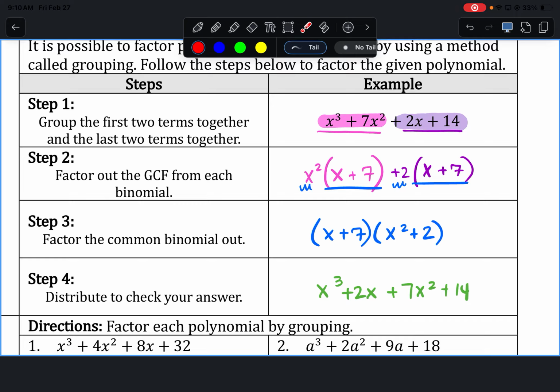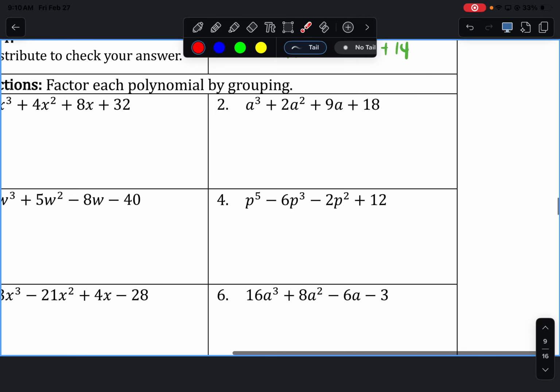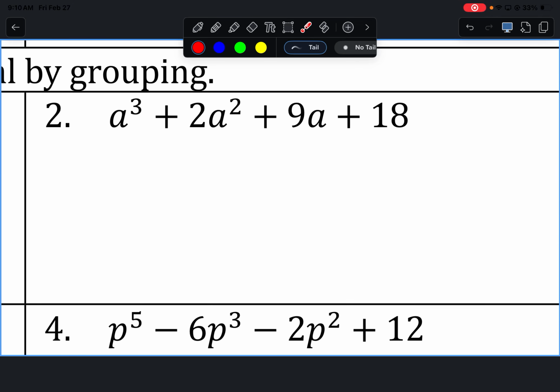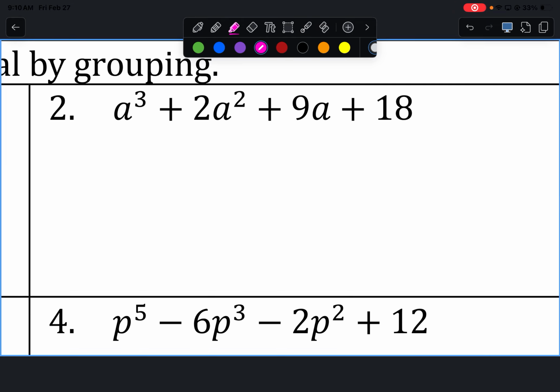Okay. Does that seem so bad? Not really. We're just doing GCF twice. Same thing as yesterday, just combining it. So now we're going to look at the evens together today. Okay, so we're going to look at question 2. We're going to group the first 2 terms and we're going to group the last 2 terms.